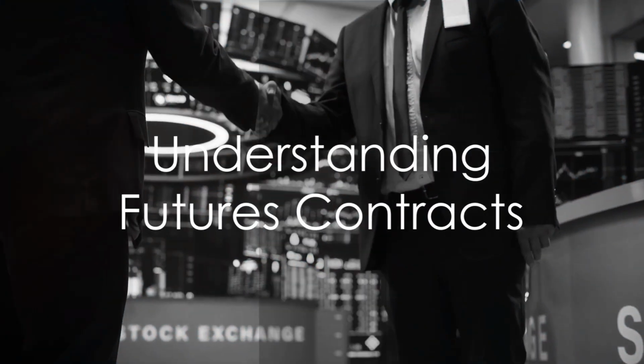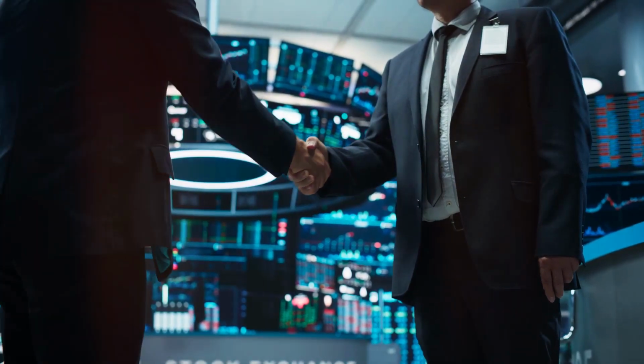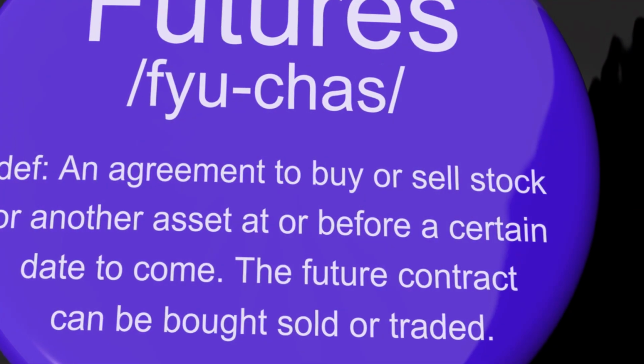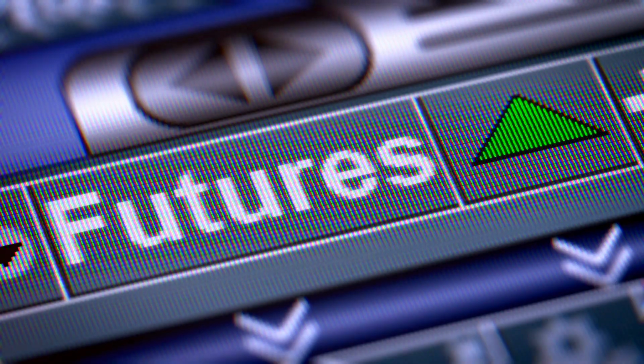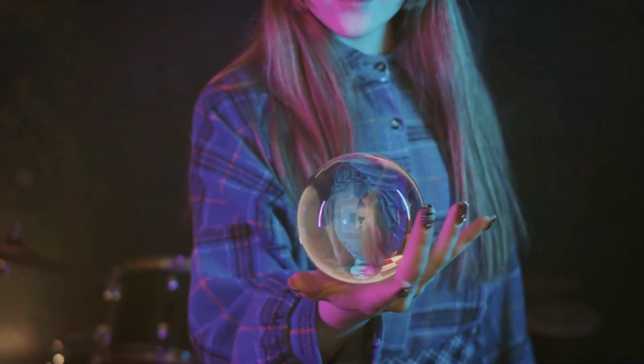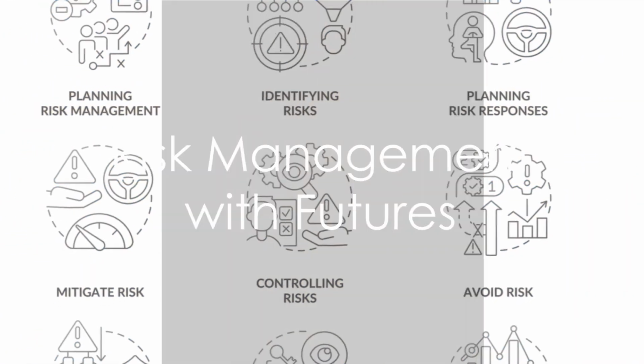Visualize a futures contract as a unique kind of deal, an agreement struck between two parties. As an image of two individuals exchanging contracts on screen, imagine they're negotiating to buy or sell a defined quantity of a specific asset at a set price on a future date. It's akin to making a commitment for the future. Thus, the title, Futures. Now, why would anyone want to make such a promise?